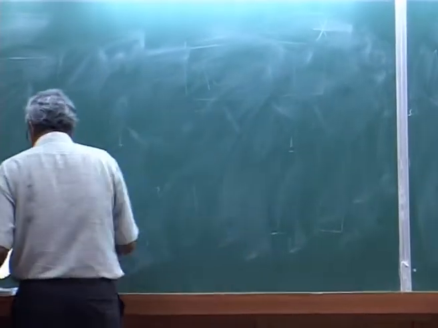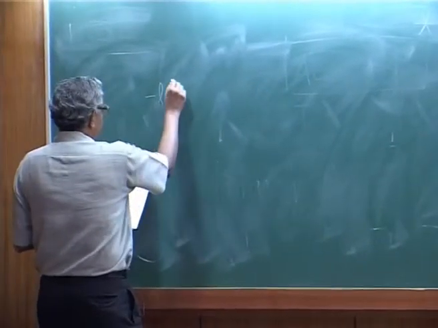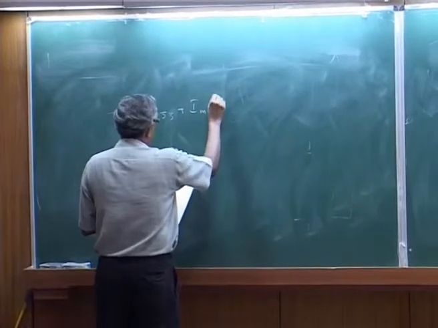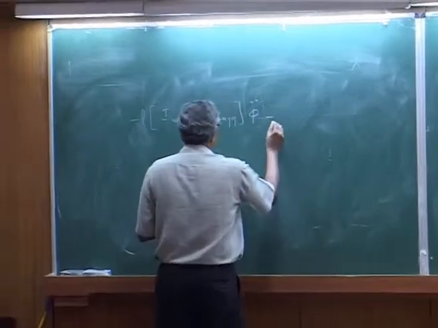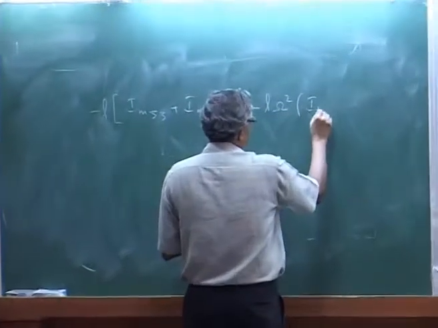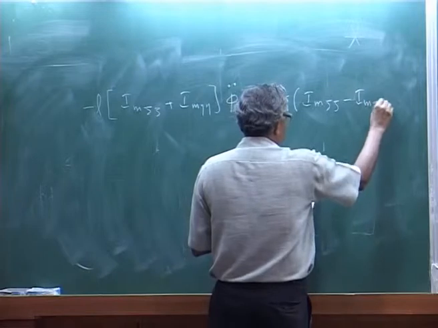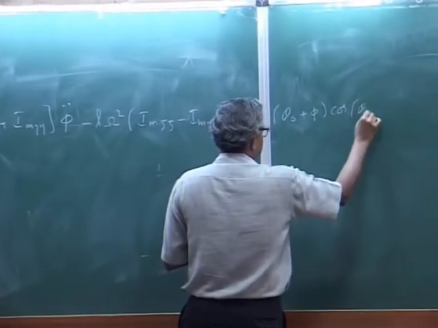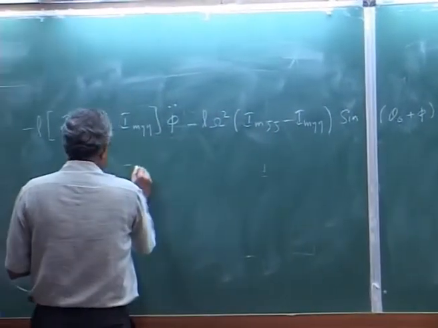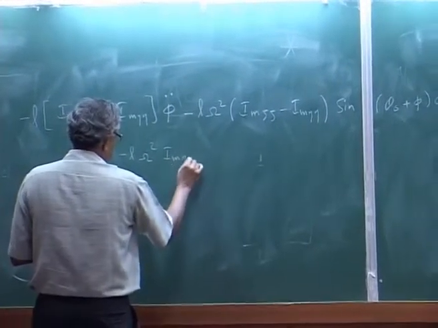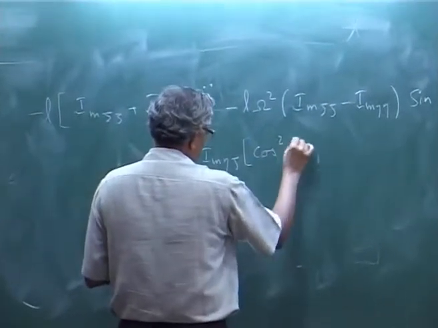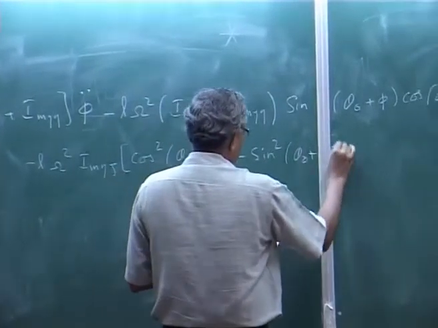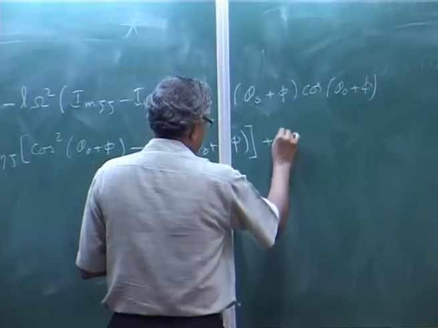Okay, last class we were discussing the torsion equation, which I wrote, so I'll just give you a P double dot minus L omega square I n sine theta naught plus P cosine theta naught plus P minus L omega square I m theta psi cosine square minus plus MA.